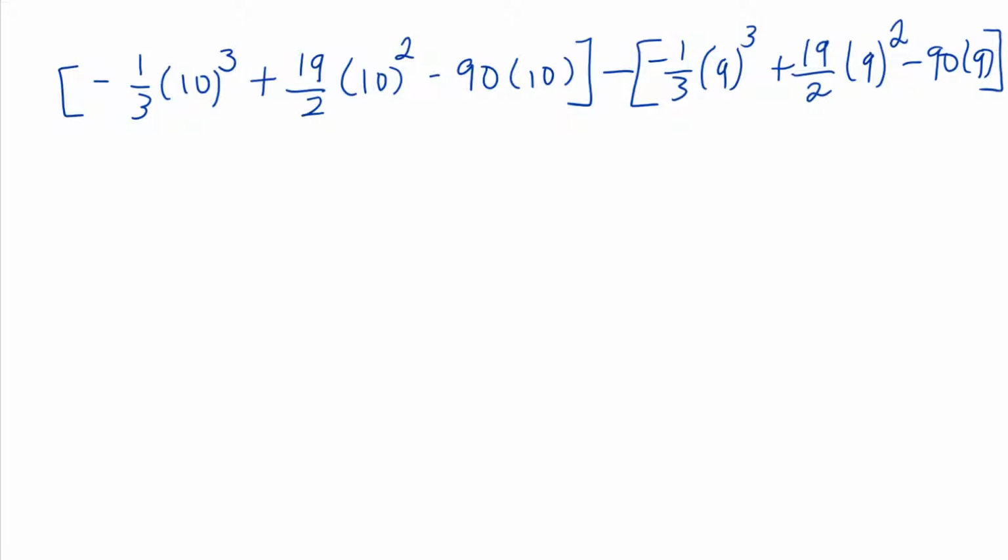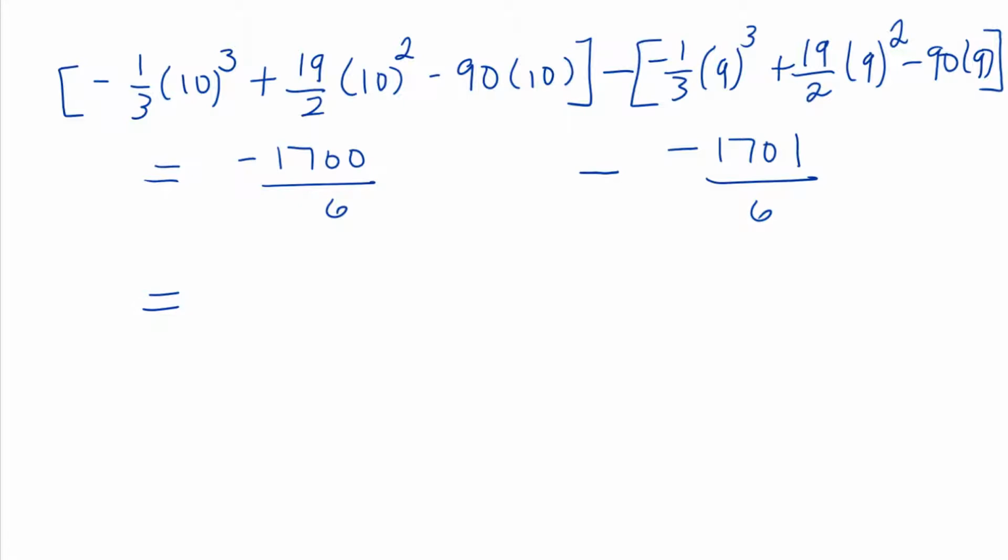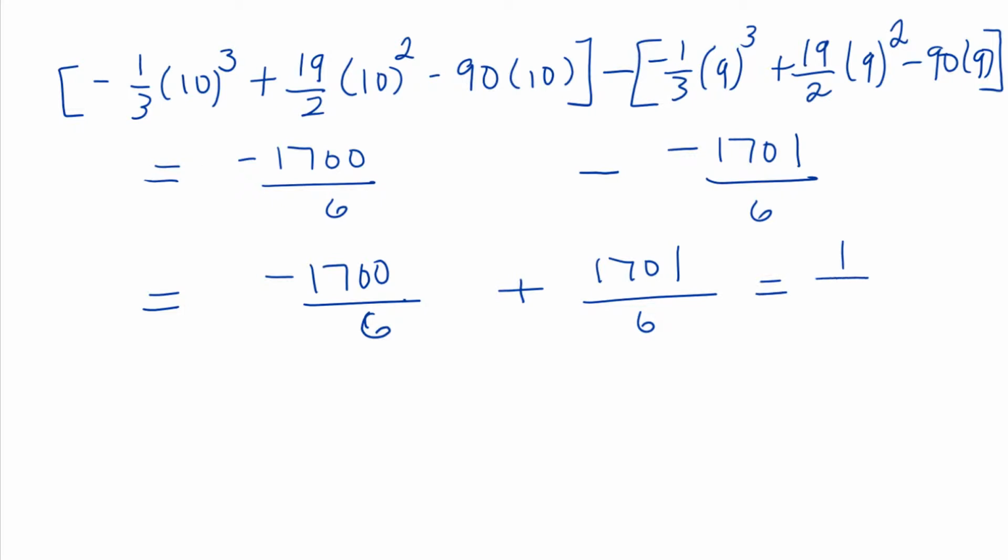Performing the arithmetic, the first bracket simplifies to negative 1700 over 6, then we'll do minus. The second bracket simplifies to negative 1701 over 6. Combining those two numbers together, that is negative 1700 over 6 plus, because negative and negative makes it plus, 1701 over 6, the number is 1/6. And since we are talking about area, we will express the area as 1/6 units squared.